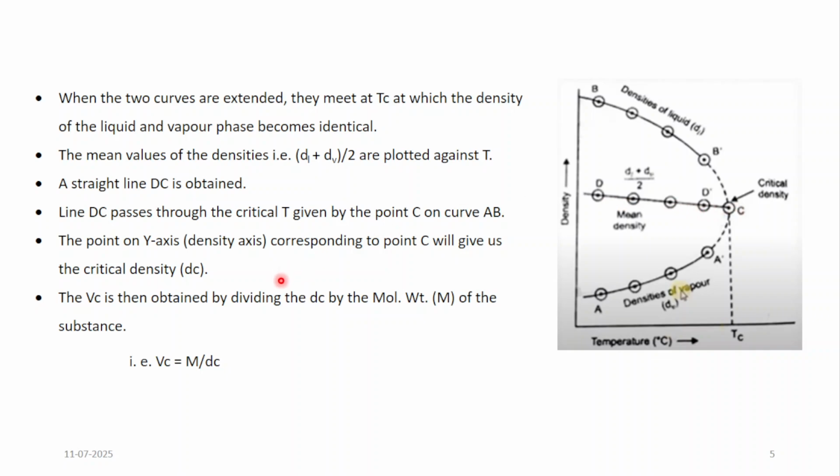Okay, so once you have determined the critical density of the substance, how will you find out Vc, that is critical volume? By using the simple relation Vc equal to M divided by dc, where M is the molecular weight. We know density is equal to mass per volume. That's why mass is equal to volume into density, or volume is equal to mass divided by density. So whatever dc you get here, you have to make M divided by dc to get critical volume of that substance. Hope you have understood.